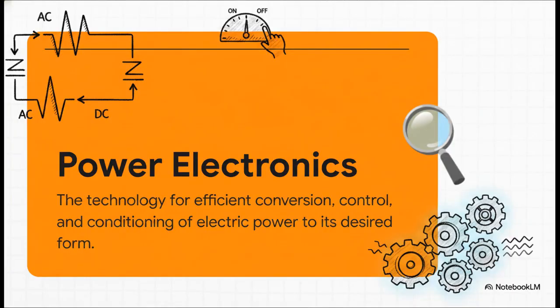Okay, so here's the official textbook definition. But the words you really want to focus on are conversion, control, and efficiency. See, power electronics doesn't just swap electricity from one type to another. It shapes it, it manages it perfectly for whatever a device needs, and, this is the crucial part, it does it without wasting a ton of energy as heat.